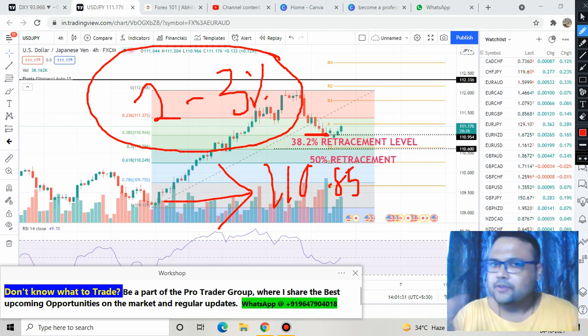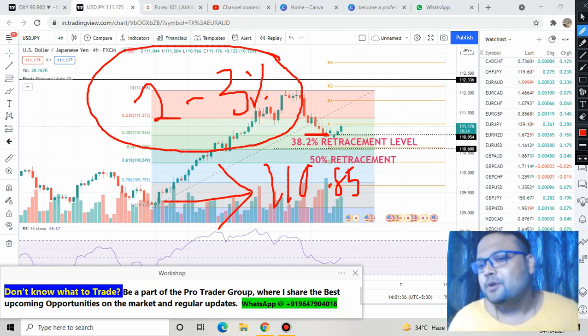And in case there is a trend reversal all of a sudden, just exit from the trade. That's it. Just keep your take profit open.